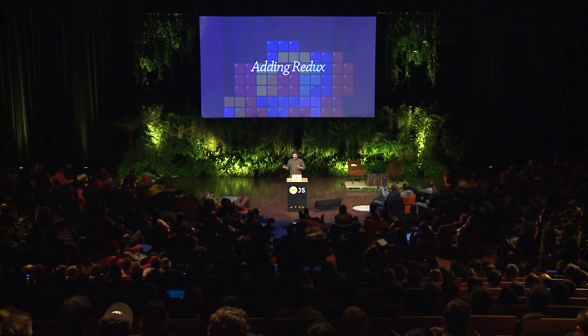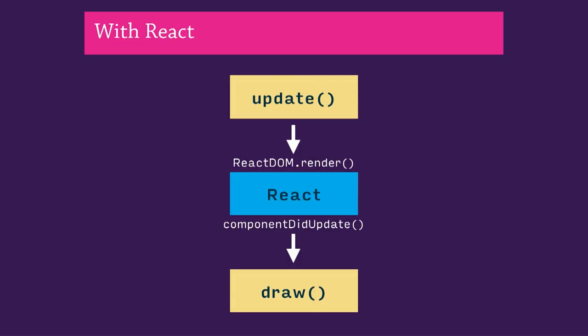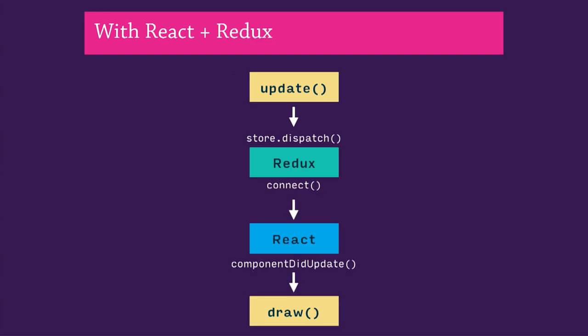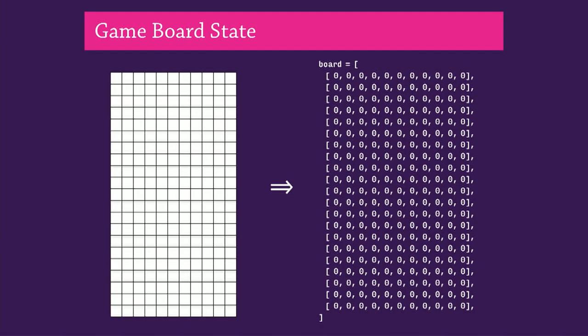So let's see how we might move the game state into React for this game. So this is where we were, doing ReactDOM.render from the update method. When we add Redux, we're actually going to do it basically like you might expect. We're going to dispatch actions from the update loop. And then that's going to pass on to Redux, which is going to update the components. And our state is going to look something like this.